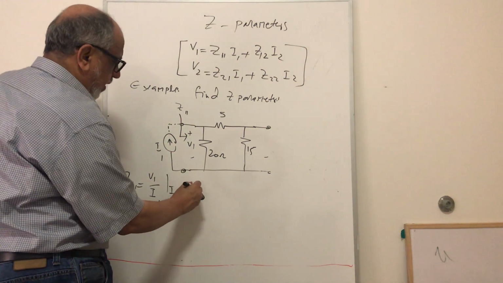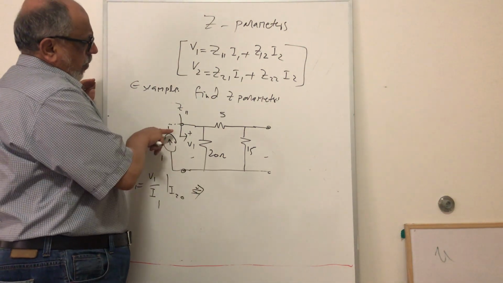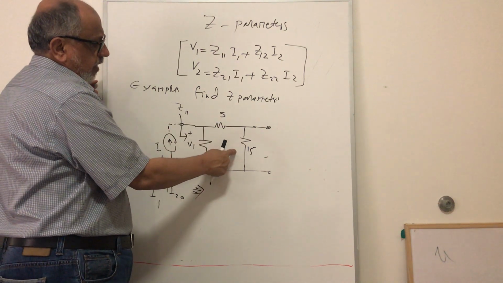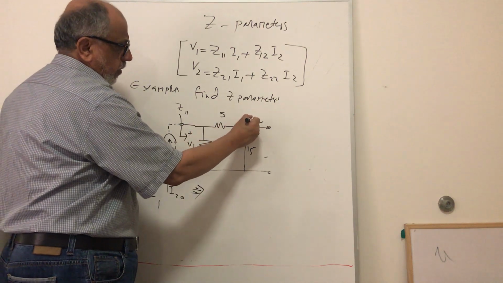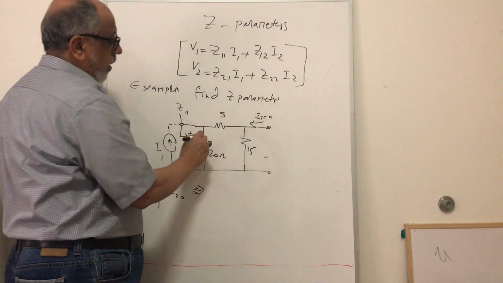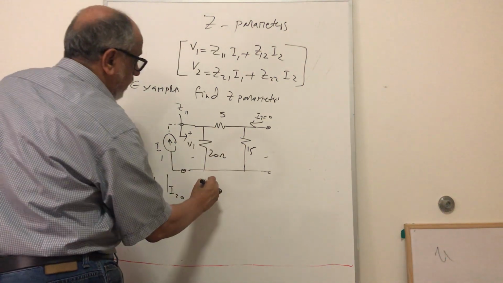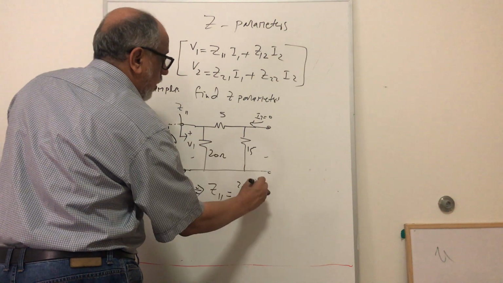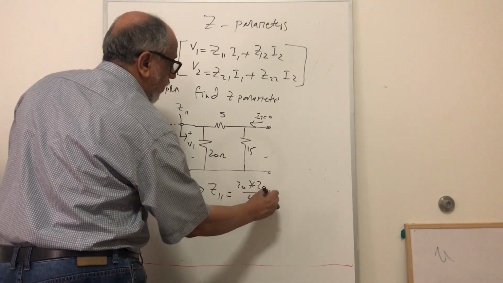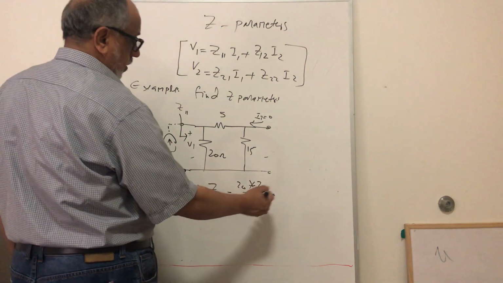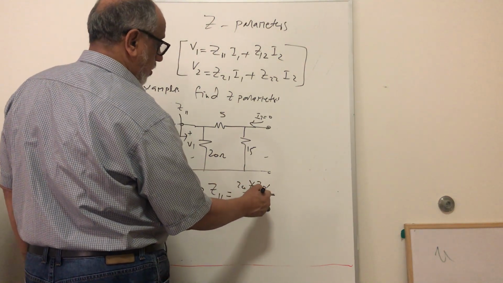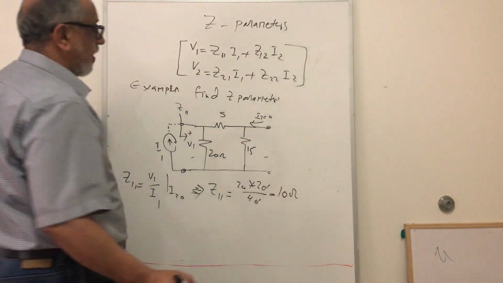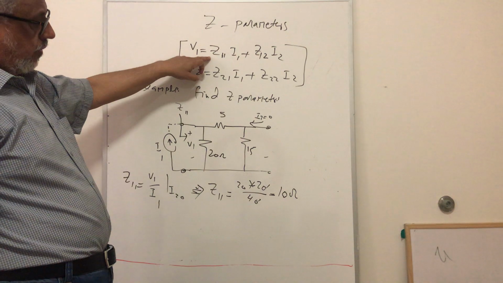So you can see here, you don't need to do any analysis. We can look into this direction, see what is the equivalent impedance here. We have this 5 in series with the 15 because there is no current here. So I2 here equal to 0, right? So these two are in series. So we have Z11 equal to 20 times 20 divided by 40. And we have half, that will give me 10 ohms, right? So this is Z11, right?